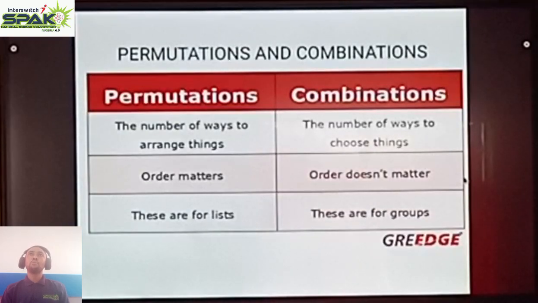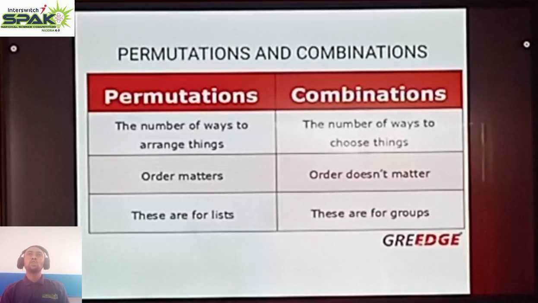Then we'll now go to permutations and combination. That's another aspect of statistics, and here we have the 2. Now the 2 have to do with number of ways. Where permutation deals with arrangement, you can see permutation is number of ways to arrange things, and combination is the number of ways to choose things. So in permutation you arrange, in combination you choose.